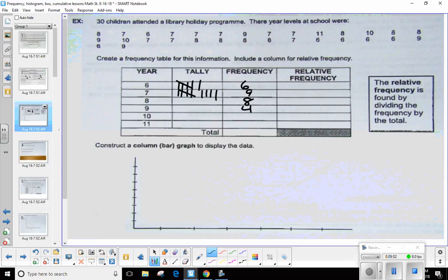I heard 4. That is correct. 10: there's 2. And finally, how many 11s? There's only 1.